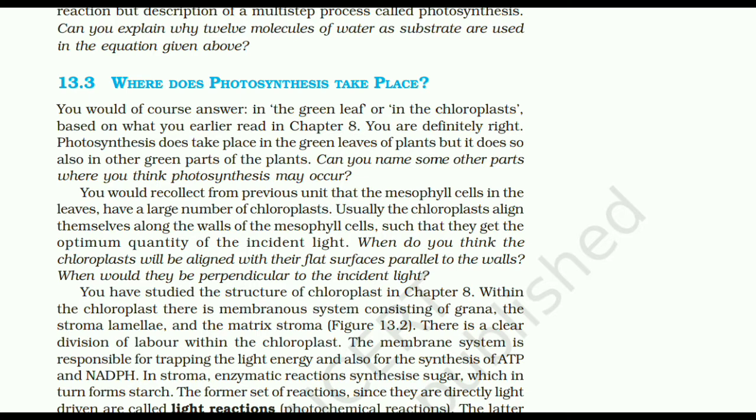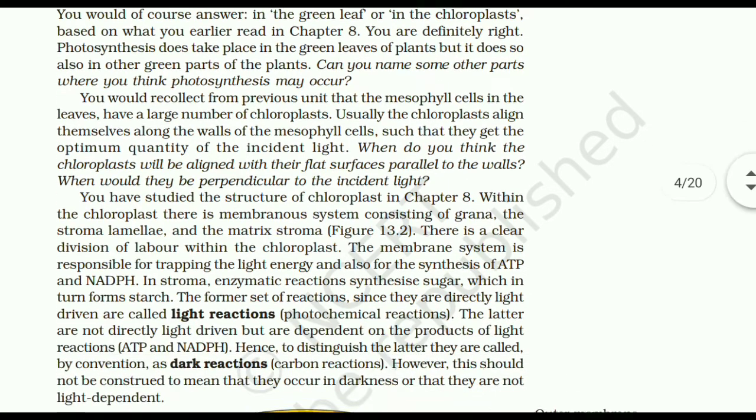You would recollect from the previous unit that the mesophyll cells in the leaves have a large number of chloroplasts. Usually, the chloroplasts align themselves along the wall of mesophyll cells, such that they get the optimum quantity of incident light. When do you think the chloroplast will be aligned with the flat surfaces parallel to the walls? When would they be perpendicular to the incident light? You have studied the structure of chloroplast in chapter 8.